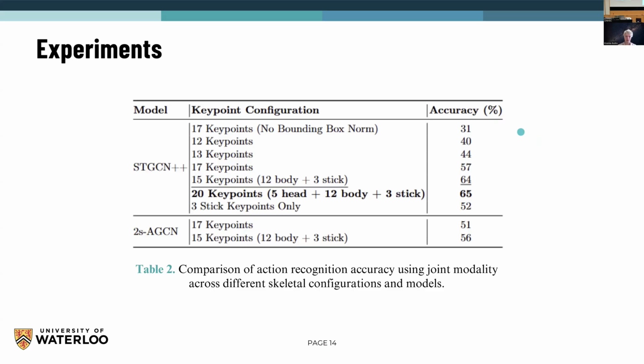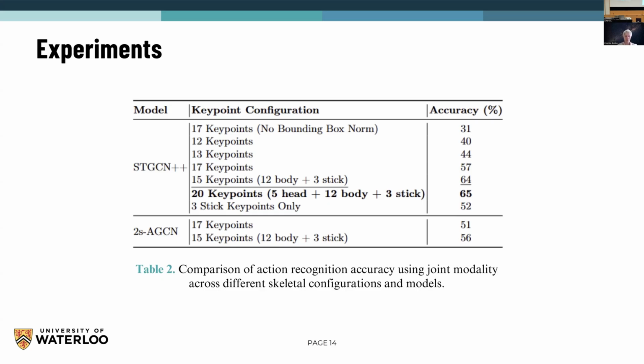As I already mentioned earlier, our baseline starts with a standard 17 key points without bounding box normalization, yielding only 31% accuracy. Applying normalization significantly boosts performance to 57%, and adding 3 stick key points further increases accuracy to 64%. And the best result we got is 65%, which comes from using the full 20 key point skeleton configuration, which includes 5 head key points, 12 body, and 3 stick key points.